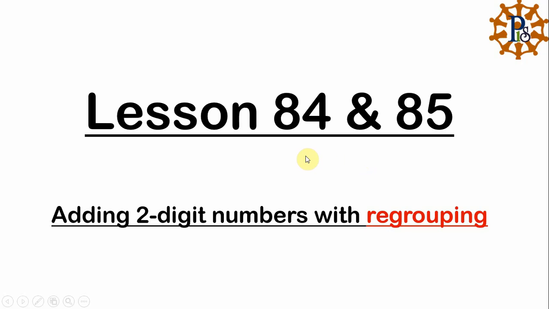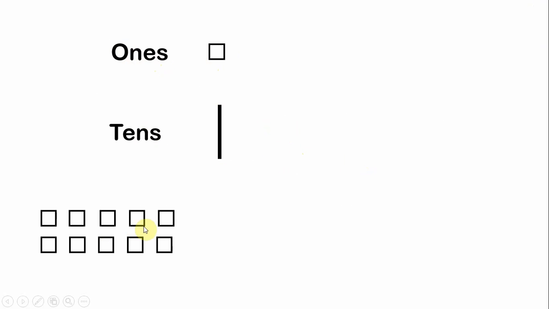Okay, we have some words we are going to use in this lesson. We have only two words, ones and tens. For ones, I will represent it by this small square, like what we did in first term. And for tens, we will use one line like that. For your information, if we have 10 squares like that, counting 1, 2, 3, 4, 5, 6, 7, 8, 9, 10, we will represent each 10 squares by only one ten.